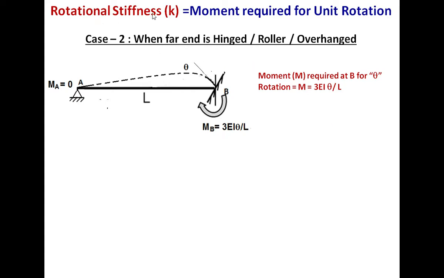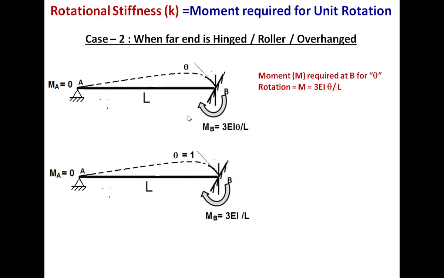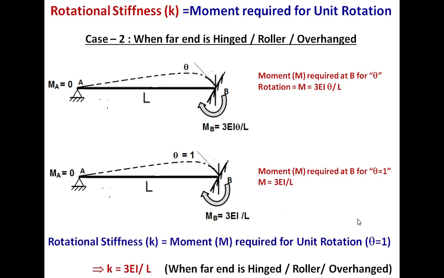Now as per the stiffness definition, we should have the value for unit rotation. So when we set theta equal to 1, the moment M required at B becomes 3 EI by L. So we say that the rotational stiffness of a joint, when the far end is either hinge, roller or overhang, is given by 3 EI by L. So we have to remember these two expressions: if the far end is fixed, the stiffness is 4 EI by L, and if the far end is hinged, the stiffness is 3 EI by L.